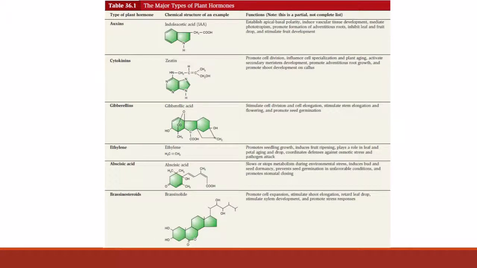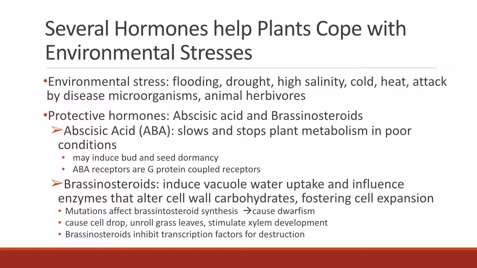And here's another table with all the major types of plant hormones. Several hormones help plants cope with environmental stresses. Environmental stresses include flooding, drought, high salinity, cold, heat, attack by disease-causing microorganisms, and animal herbivores.